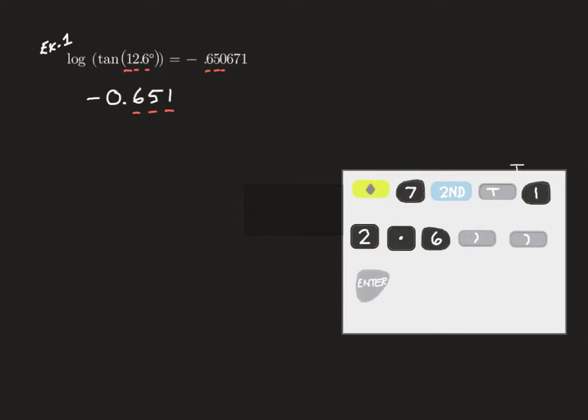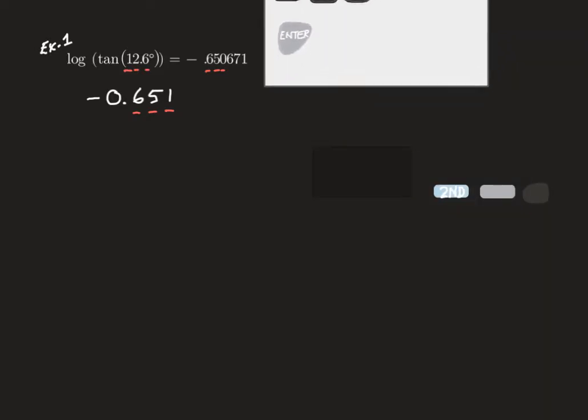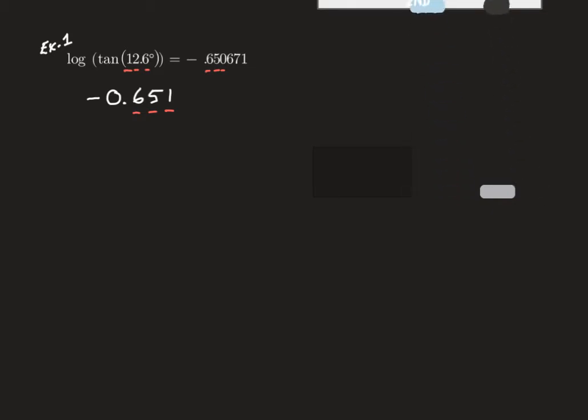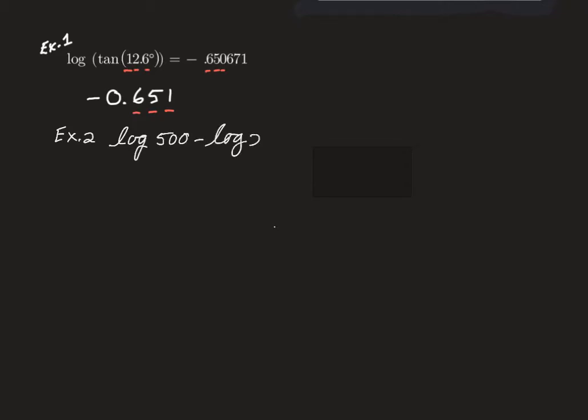Okay, and let's clean this up a little bit. All right, let's look at an example 2. And let's work with the log of 500 minus the log of 20 equals the log of 25. And all of those are common logs. There's no base listed, so we assume it's a base 10. Therefore, it's a common log.